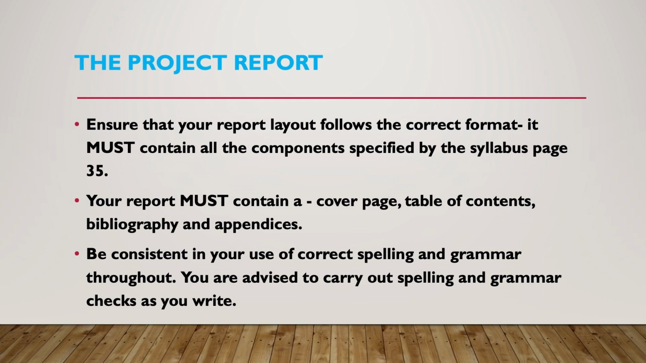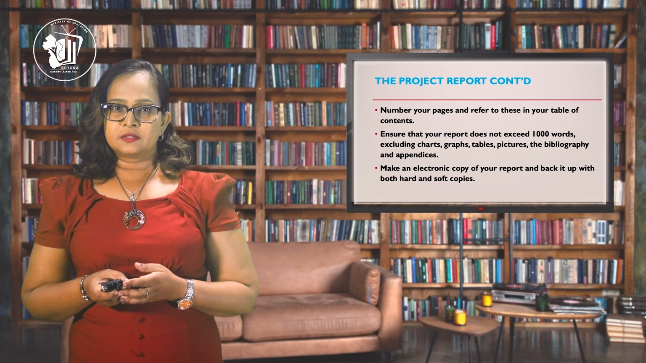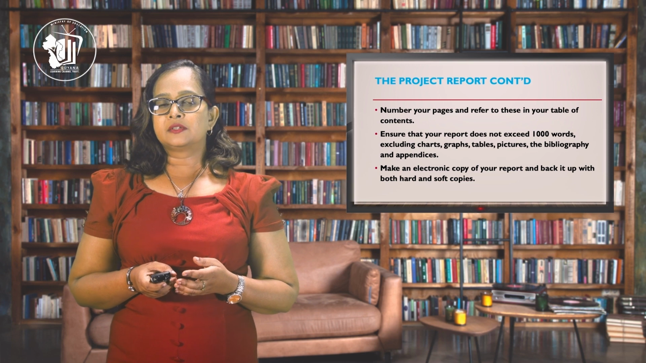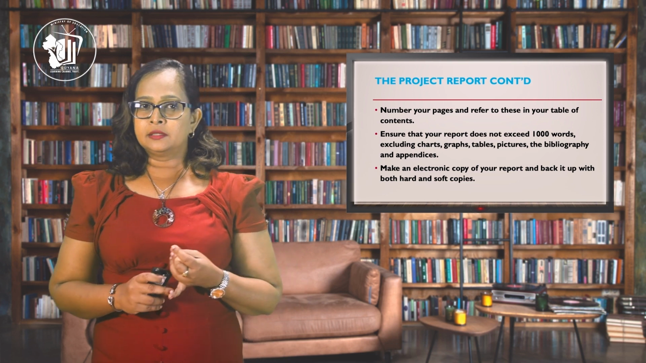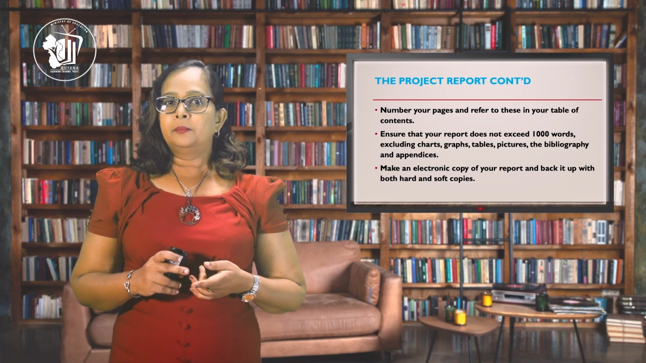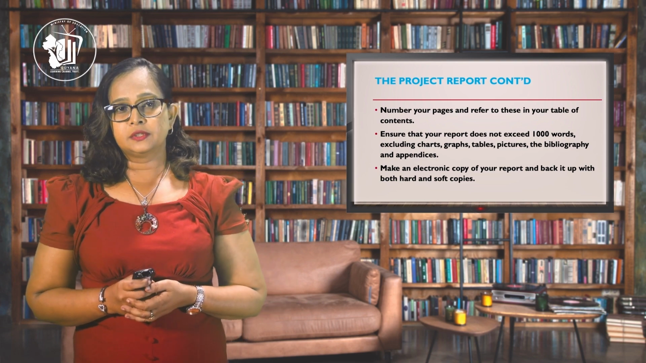Your report must contain a cover page, table of contents, bibliography, and appendices. You must at all times be consistent with the correct use of spelling and grammar throughout. You are advised to carry out spelling and grammar checks as you write. Number your pages and refer to these in your table of contents. Ensure that your report does not exceed 1,000 words. It must be noted here that your charts, graphs, tables, pictures, the bibliography, and appendices are not included in the 1,000 words.